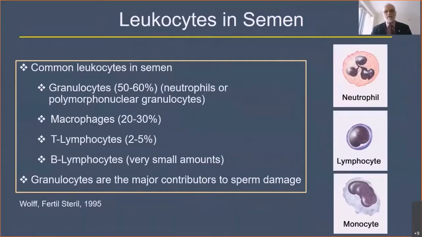What kind of leukocytes will we find in semen? The majority of the leukocytes in semen are granulocytes. That makes between 15 and 60%, which is neutrophils or polymorphonuclear granulocytes. Then there's about 20 to 30% of macrophages, and the rest is then T and B lymphocytes.